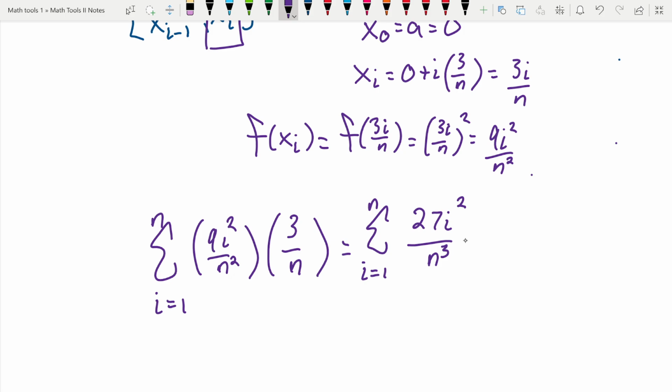Now, the actual index variable is i, so everything that's not an i we can take out of this. Okay, so we could rewrite it like this. So on the inside, we just have i squared left. Okay.